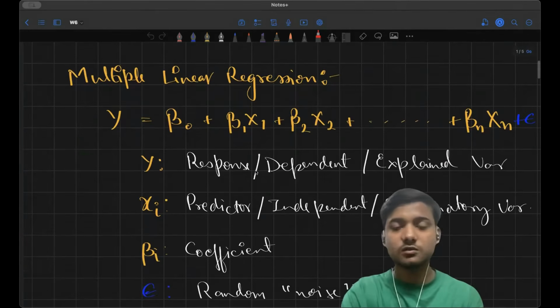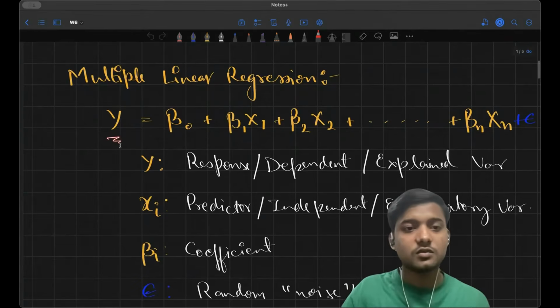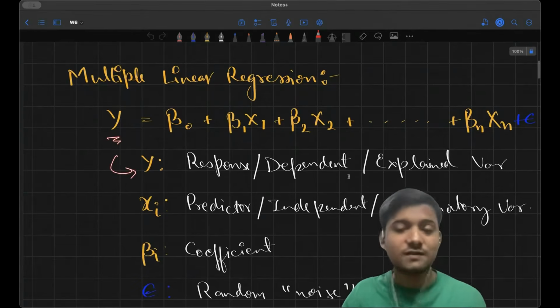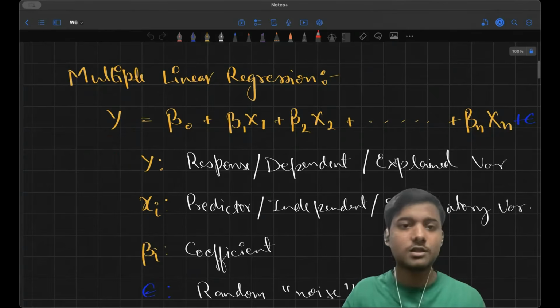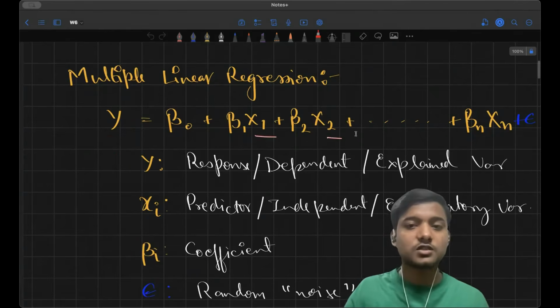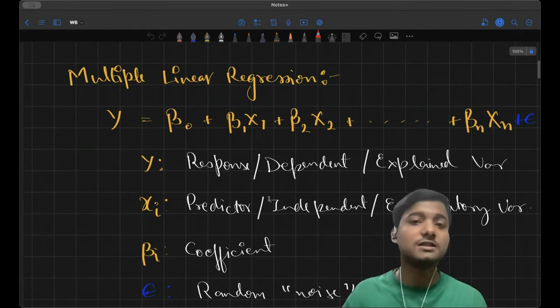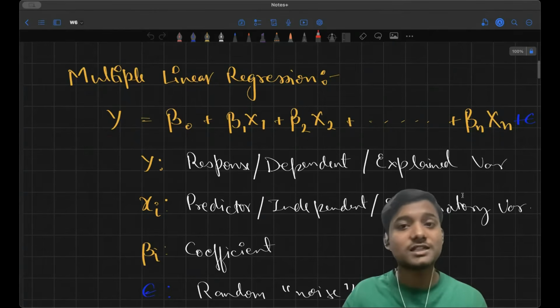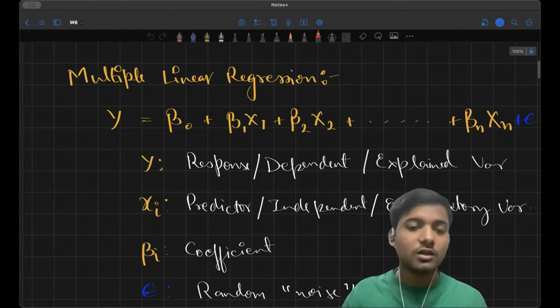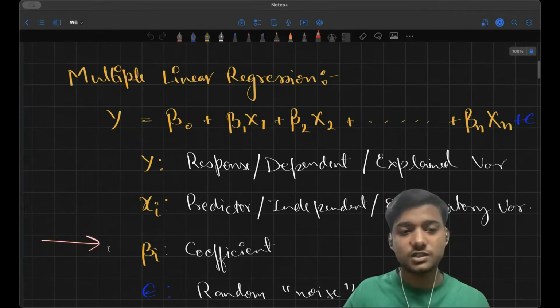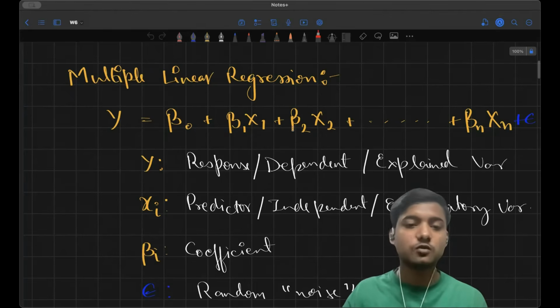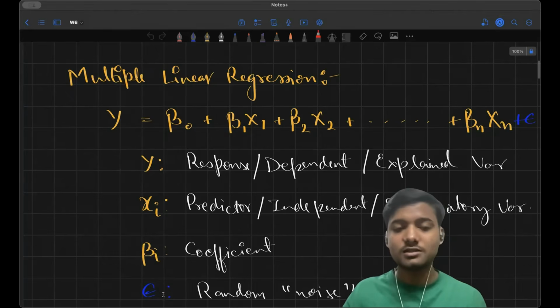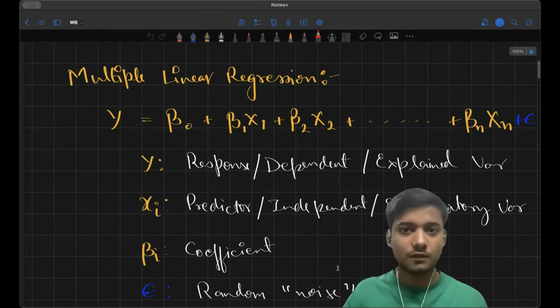And as you can see in this equation, this is what multiple linear regression would look like. Y is your response variable, or you can say dependent variable, or explained variable. And x1, x2 up till xn, these are all your predictors, right? These are independent variables, or you can say explanatory variables. These are the coefficients. So basically you combine these coefficients with your variables, and this is how you will predict. And this epsilon is basically the random noise which you have here.